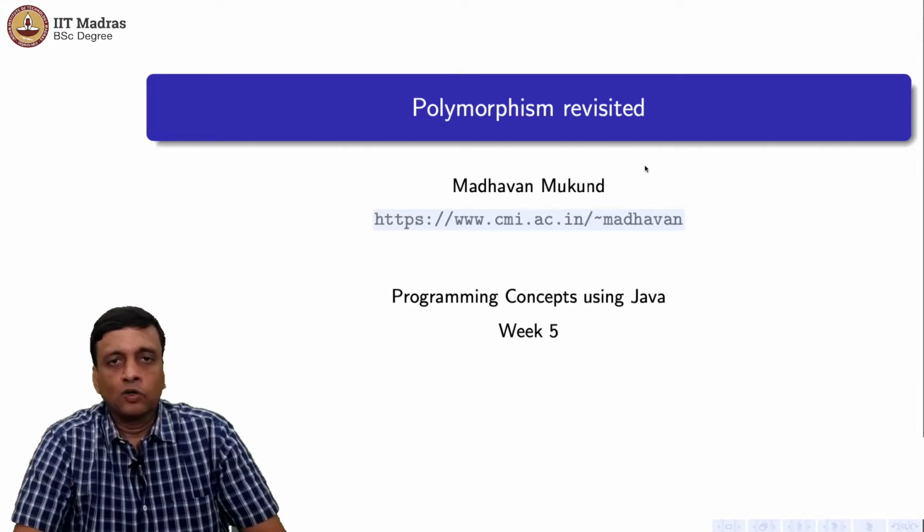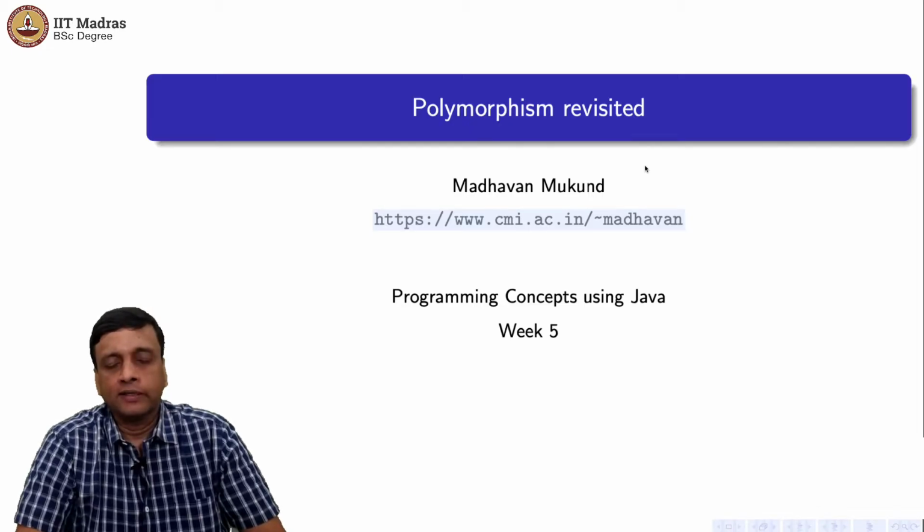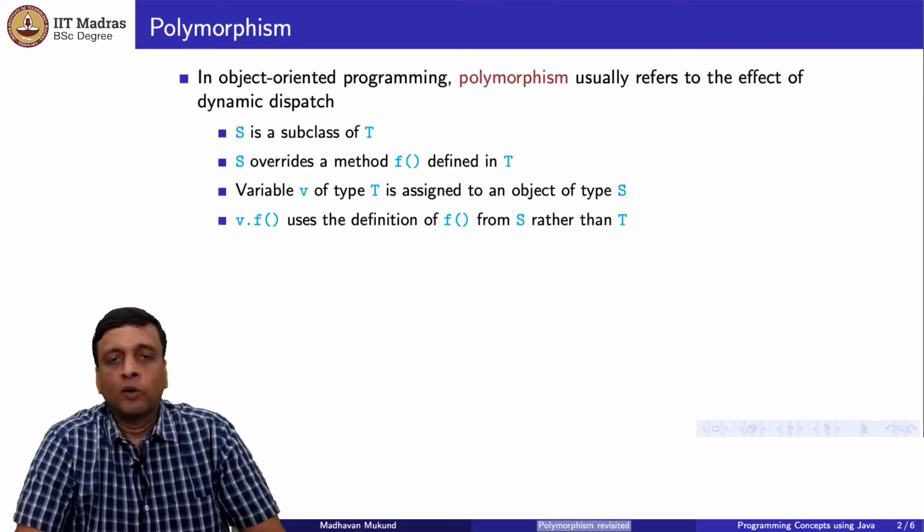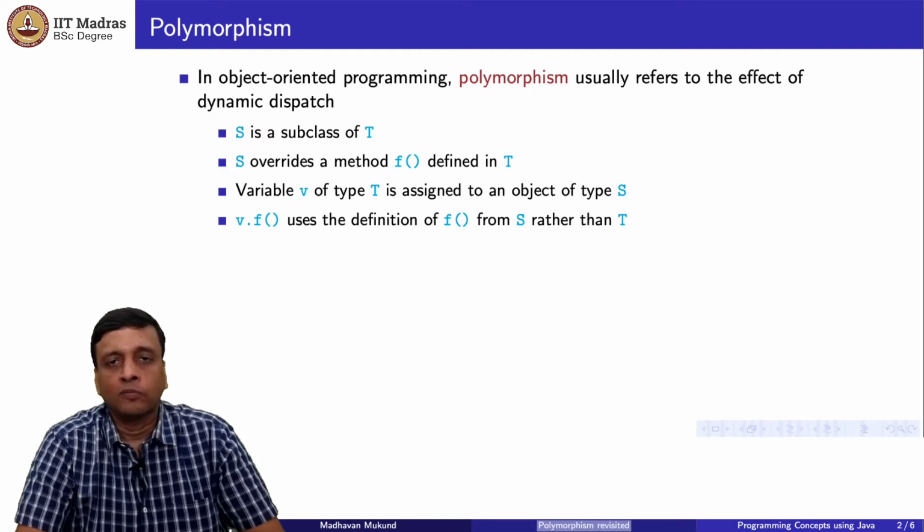So let's take a closer look at this word polymorphism, which we have come across earlier. In object-oriented programming, as we have seen it so far, we use the word polymorphism to usually refer to what we normally achieve through what's called dynamic dispatch. Remember, dynamic dispatch says that the function that an object executes depends on its runtime type and not on its declared or assigned type at compile time.